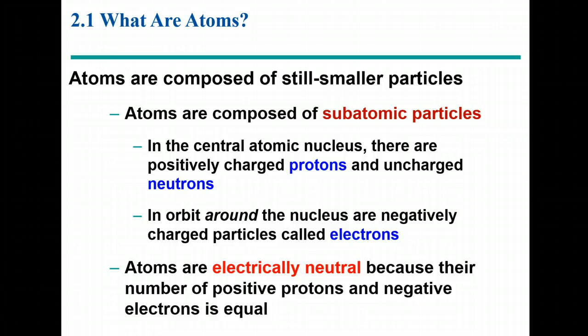So, for example, the element carbon in the periodic table consists of carbon atoms. The subatomic particles that consist of carbon are going to be protons, neutrons, and electrons. Carbon has 6 protons, and therefore, since it's electrically neutral, it will have 6 electrons.